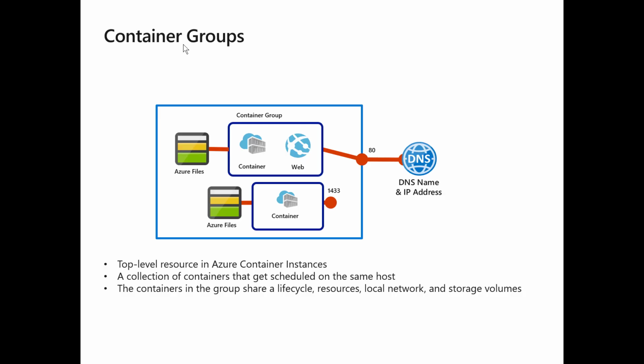Container groups. A container group is a top level resource in Azure Container Instances. It's actually a collection of containers that get scheduled on the same host. The containers in the group share the same lifecycle, resources, local network, and storage volumes. In this example, you can see that this container group hosts two different containers. One of the containers listens on port 1433, another one listens on port 80. It is assigned a DNS name and IP address so that it can be exposed to the internet. Both of these containers have Azure file shares mounted on them.